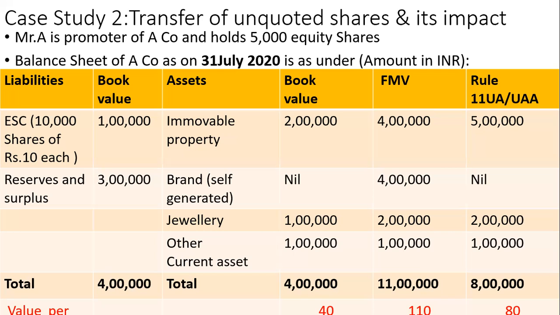Okay. Now let us say that I've got 1 lakh rupees as share capital. Reserves and surplus 3 lakh. So total on the liability side would be share capital plus reserves is equal to 4 lakh. Immovable property, my value is 2 lakh. Jewelry, 1 lakh. Other current assets, 1 lakh. So my book value as per Mr. A company is 40.